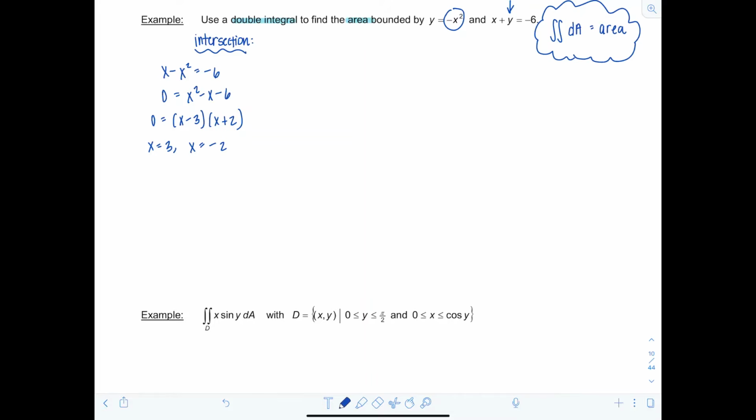All right, well, I want the actual coordinates of intersection, so the y values I can get by plugging into either equation. I like negative x squared, it's just more straightforward. So that means these two curves intersect at (3, negative 9) and (negative 2, negative 4).